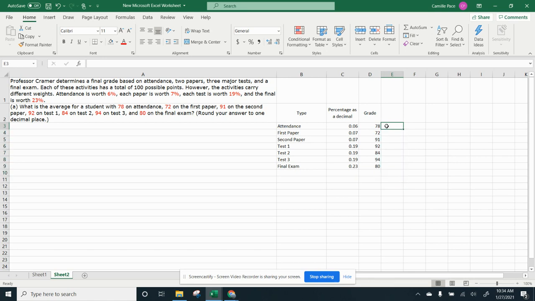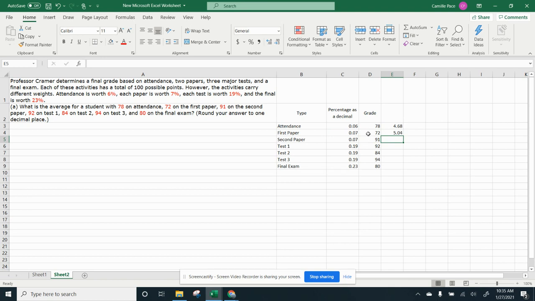So what I do to get this is equals my percentage times my grade, which gives me what that is. Even though they got a 78 on the attendance, it's only counting as 6% of the class. So that gives it a 4.68. Basically, that's 78 times 0.06. So let's do it for the first paper. I can do equals 0.07 times 72, and I hit that, and it gives me 5.04.